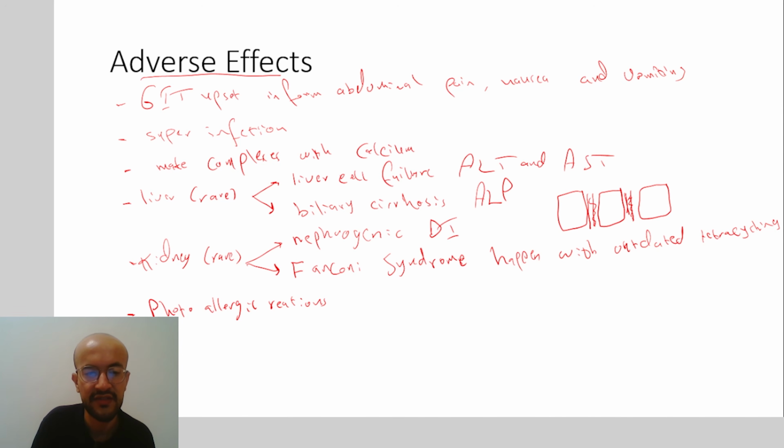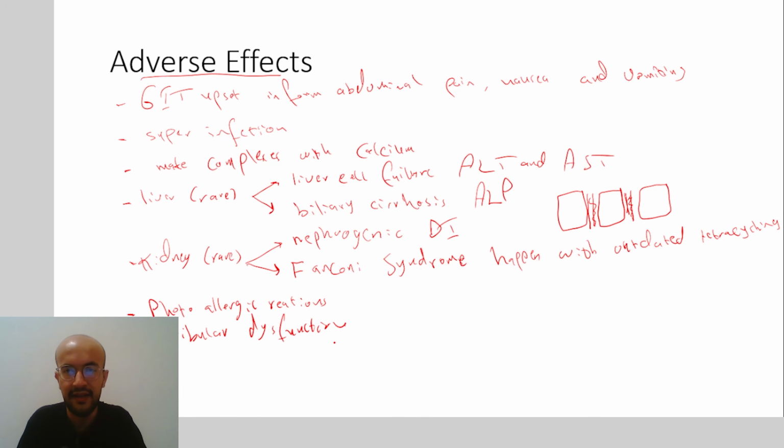Tetracyclines also cause vestibular dysfunction. So vestibular dysfunction is in form of dizziness and vertigo, and this happens with doxycycline and minocycline because those would concentrate in the endolymph and the perilymph and cause the vestibular dysfunction.